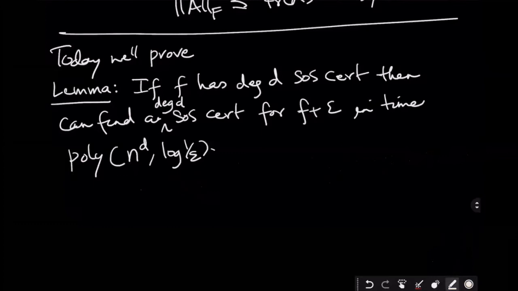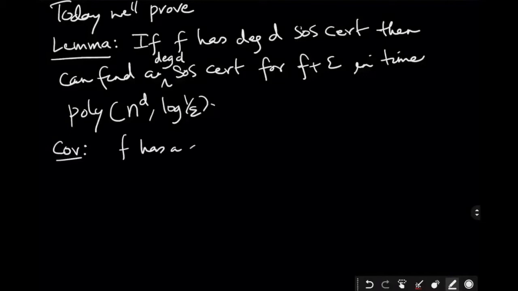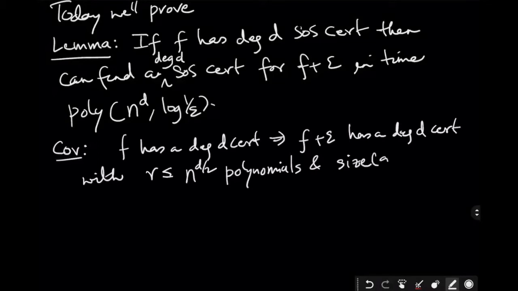Good. As you see, it's a simple corollary, but in particular, this implies that whenever f has a degree D certificate, f plus epsilon has a degree D certificate with r less than or equal to n to the d over 2 polynomials. And the size of each of these g_i's is at most polynomial in n to the d and log of 1 over epsilon and the size of f.